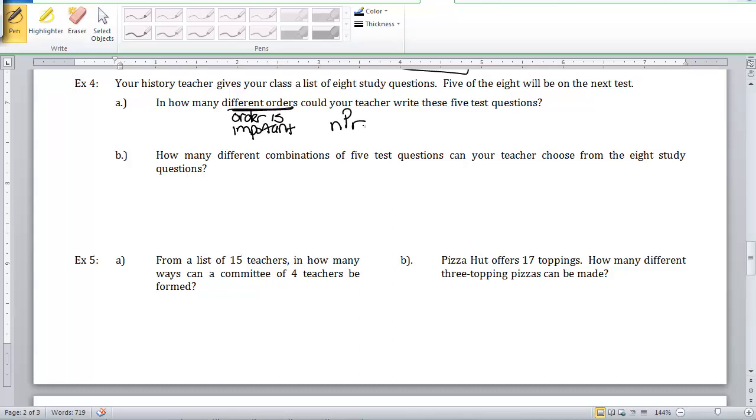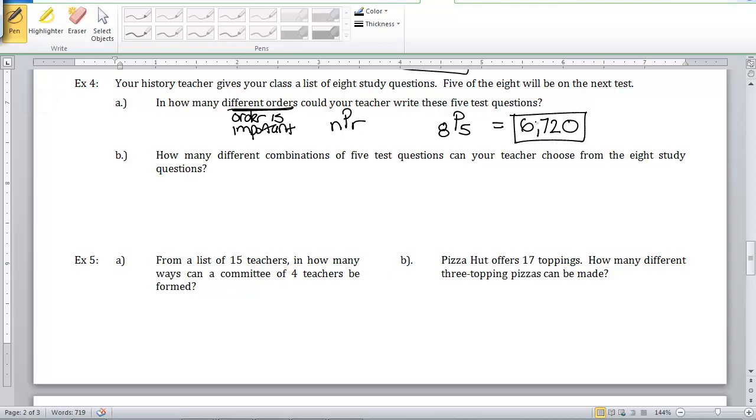Because in A, order is important, we're going to do a permutation. So, n is, remember, the total number there are, and so there are going to be 8 questions to choose from. I need to choose 5 of those 8. And so 8P5, if we do that on our calculator, gives us 6,720 different 5-question tests.